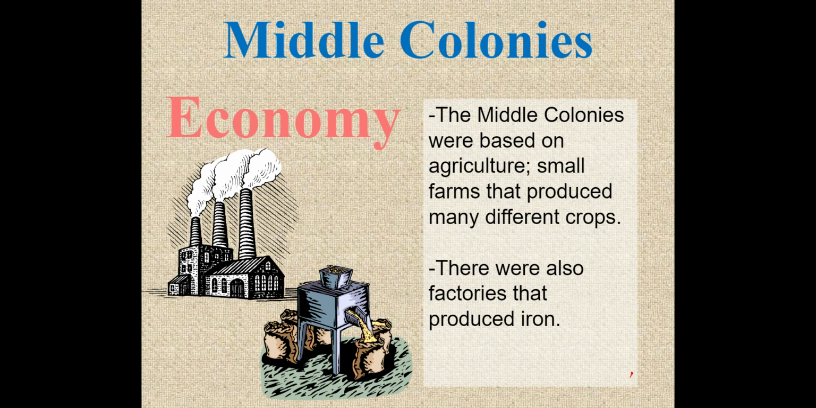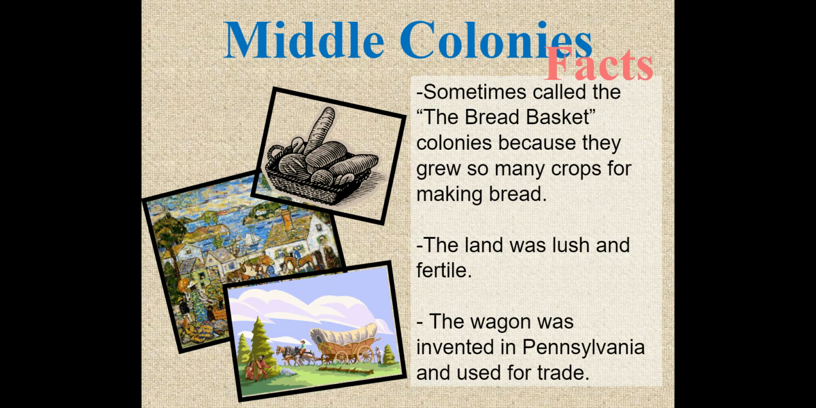Middle colonies are based on agriculture. Small farms that produced many different crops. There were also factories that produced iron. Very good. Sometimes called the breadbasket colonies because they grew so many crops for making bread. The land was lush and fertile. The wagon was invented in Pennsylvania and used for trade.